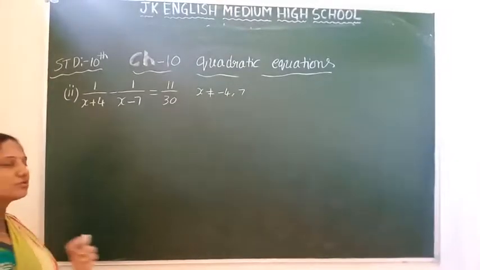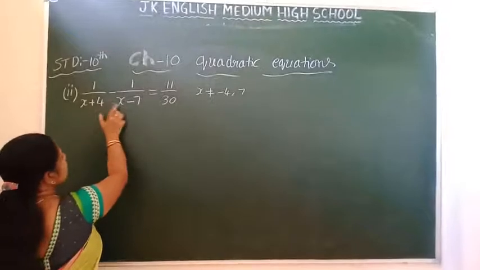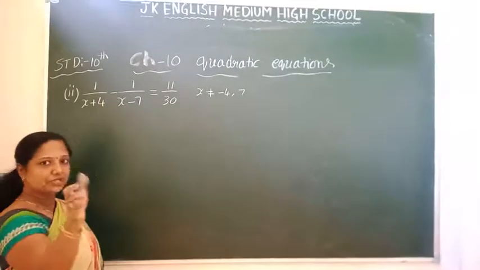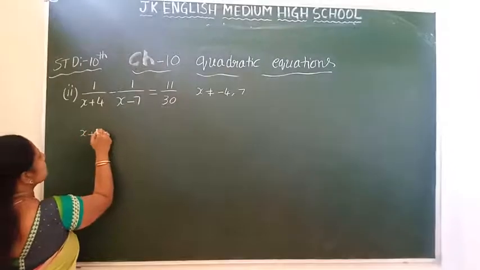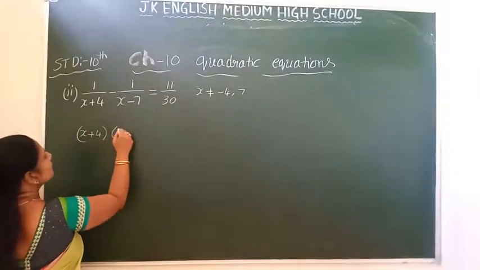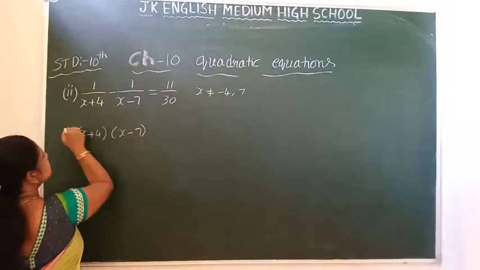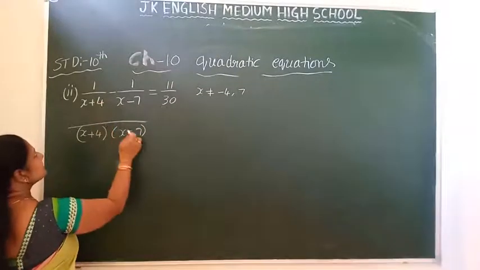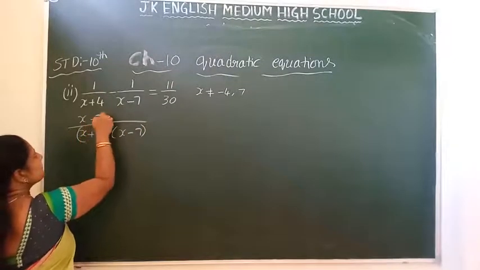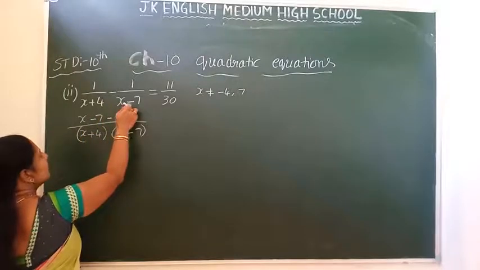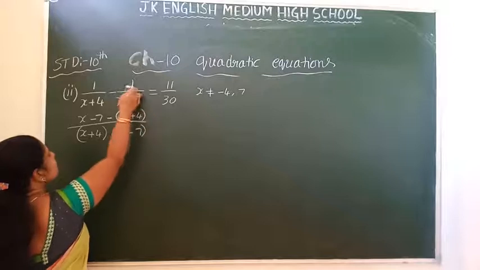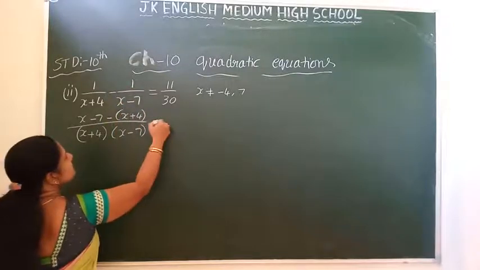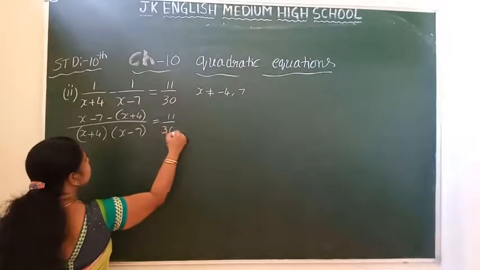When you observe this question, you will know that for these two binomials we have to take the LCM. The product of these two is the LCM: x plus 4 into x minus 7. Then it gets cancelled. Here it comes x minus 7, and minus of x minus 7 gets cancelled, x plus 4 comes. x plus 4 ones are x plus 4. This is equal to 11 by 30.